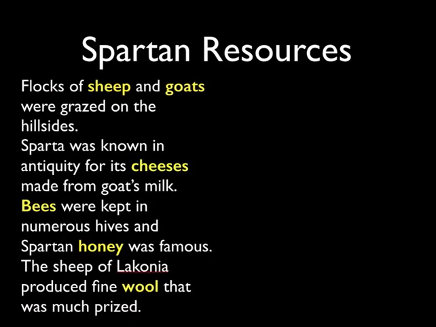Moving forward, we have the animals that were kept by the Spartans, including sheep and goats. And the sheep were used for their wool, and their wool was prized from that region. Sparta was of a fine quality. And goats were kept for their milk, which was then used to drink and also to make cheese from. The Spartans also kept bees in hives, and their honey was apparently famous in that region for its quality.